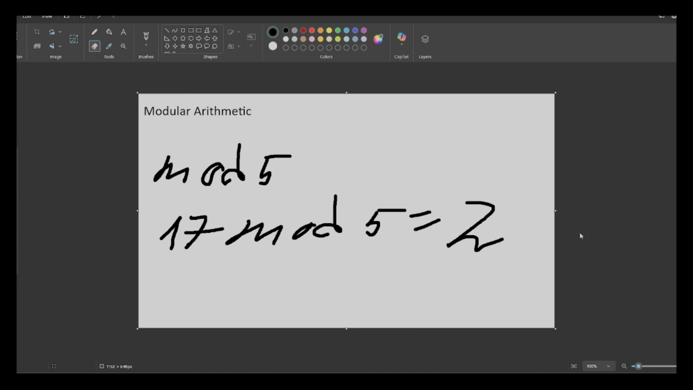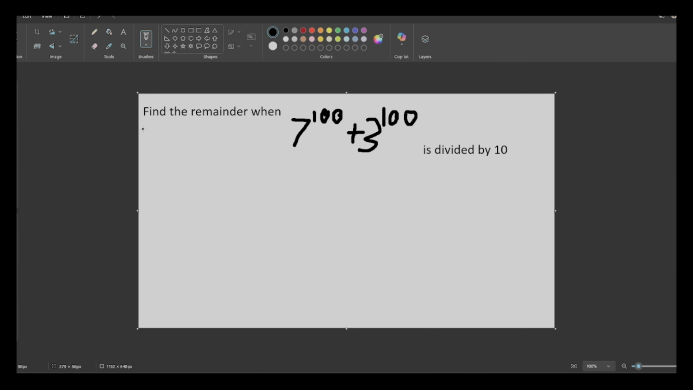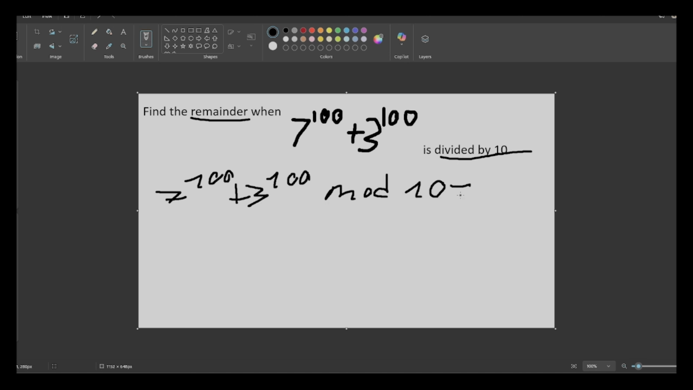Let's move on to some practice problems. Okay, now let's look at this question. It states to find the remainder when 7 to the 100 plus 3 to the 100 are divided by 10. Looking at it, it looks a little confusing, a little scary, because 7 to the 100, what could that possibly be? But using what we just learned, you can see that it wants us to find a remainder when divided by 10. So we can rewrite this as 7 to the 100 plus 3 to the 100 mod 10. That's what they're asking us.